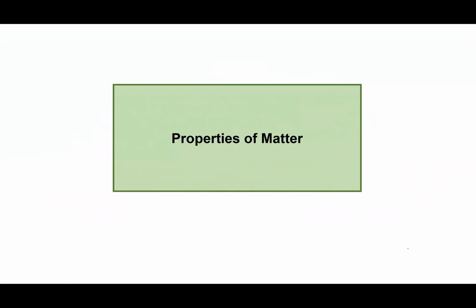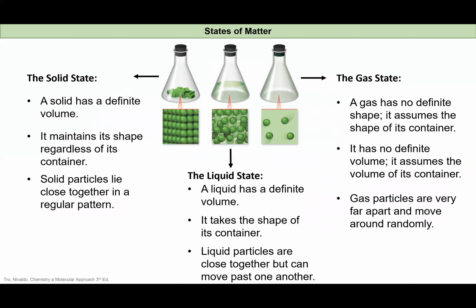Now we'll talk about properties of matter. So first, there's the states of matter. Matter typically comes as either a solid, a liquid, or a gas. And the difference between these three states of matter is really the amount of kinetic energy that the molecules have. So in the solid state, we have very low kinetic energy, which really means little movement from our particles.